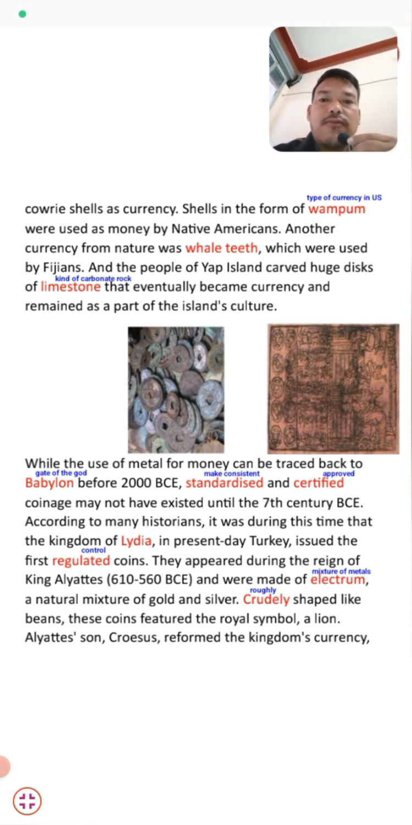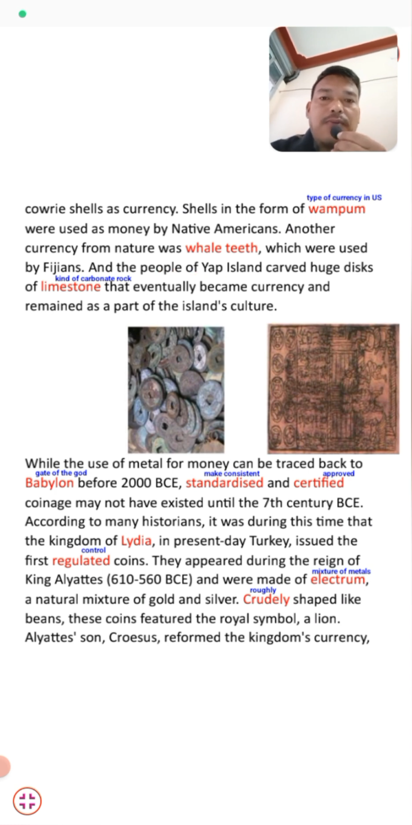Another currency from nature was whale teeth. Yes, students, another one was very interesting. It was also from a sea creature. Whale means it's a big fish. Teeth, fish teeth, which were used by the Fijians. Yes, students, in Fiji, people used fish teeth. We can say whale teeth were another currency, introduced after wampum in the USA, and whale teeth were also used in the form of currency in Fiji.